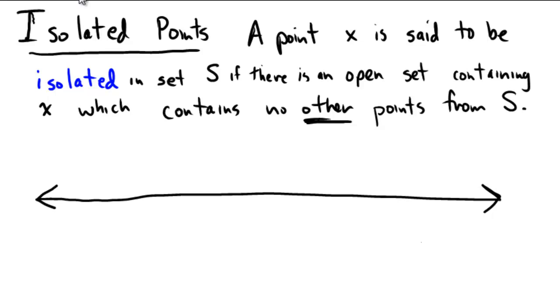This is a real number line, and pretend we have a closed set going from 2 to 3, and then this single point over here located at 1. All of the points between 2 and 3 are nice and close to each other, so we'd never want to call these ones isolated. But 1 is different from all the points between 2 and 3. It's apart from all of those. It's on its own. So 1 should be considered an isolated point.